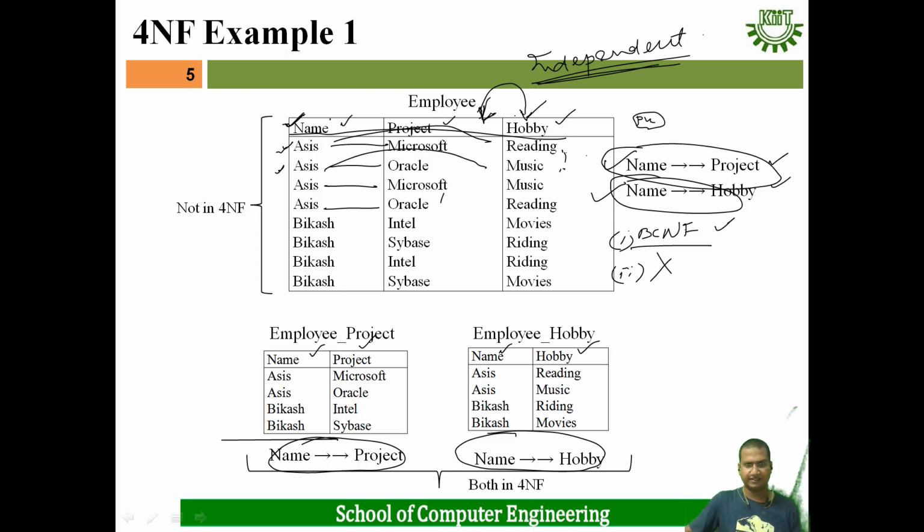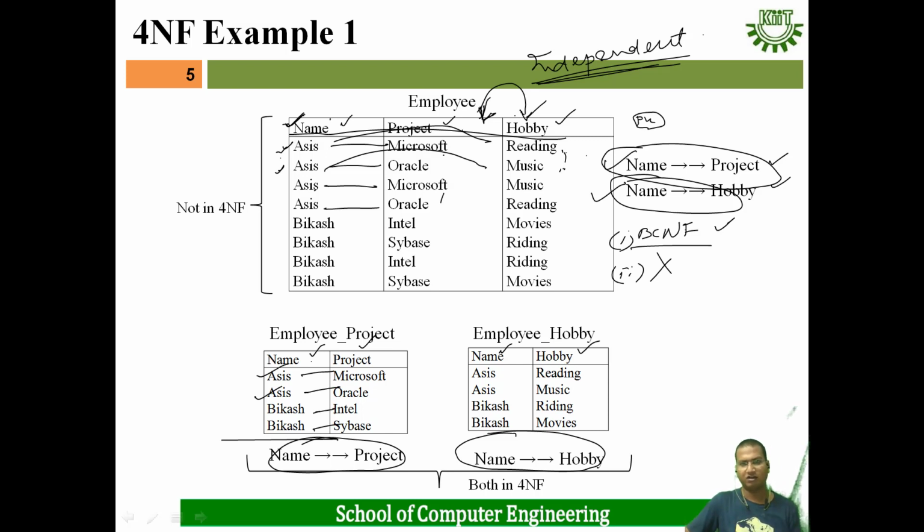Then in this case, just see, name and project we have kept. For Ashish, Microsoft is there, for Ashish, Oracle is there, for Ashish, Microsoft is there. Four entries were there, but it has been reduced to two entries. Here Ashish is related to Microsoft, Ashish is related with Oracle. Similarly, Vikas, Intel, Vikas, Sybase.